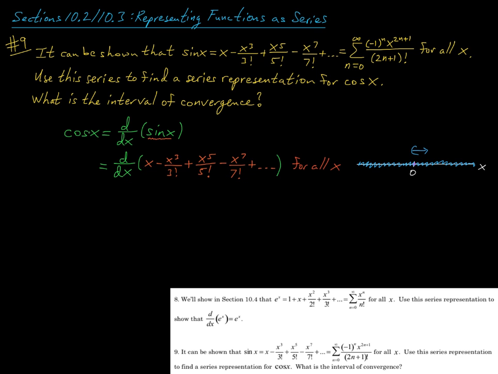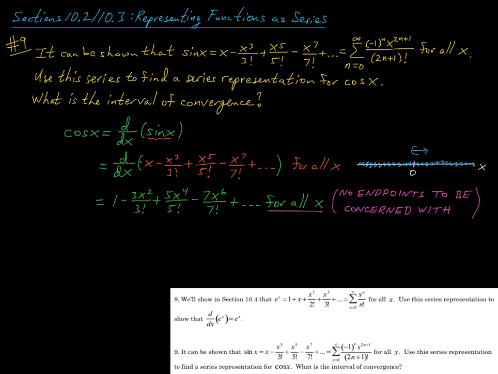Pretty similar to what we just did in question 8. First note that the cosine of x is the derivative of sine x. And I'm given in this question that sine of x is equal to this series for all x. And so I can differentiate this series term by term. That's going to give us what? Well, the derivative of x is 1. The derivative of x cubed over 3 factorial, that's 3x squared over 3 factorial. Then differentiating x to the 5th over 5 factorial gives us 5x to the 4th over 5 factorial. And then minus 7x to the 6th over 7 factorial, and so on.